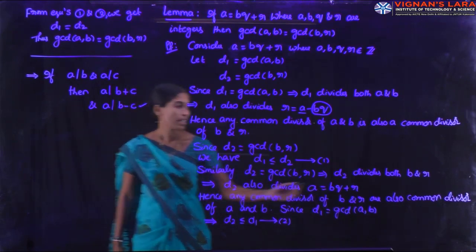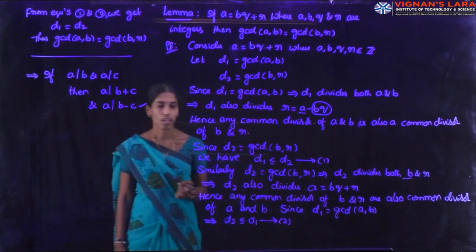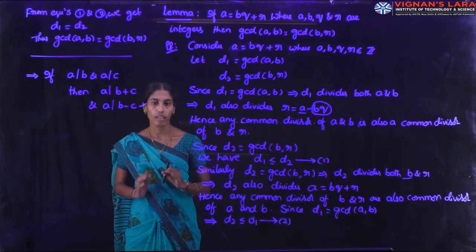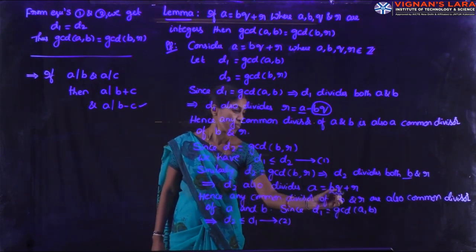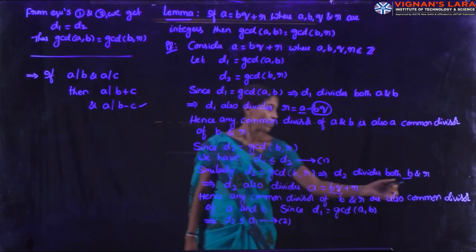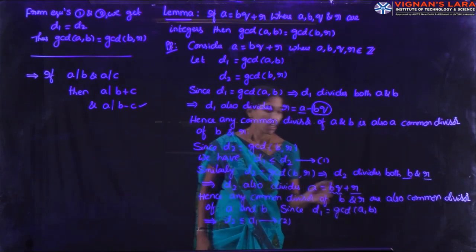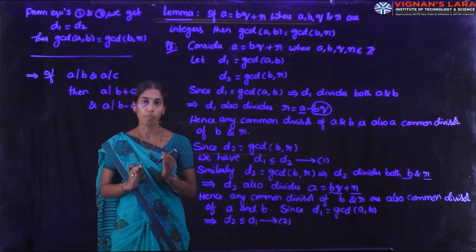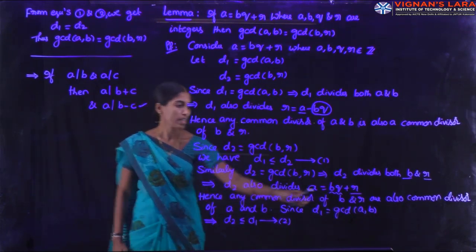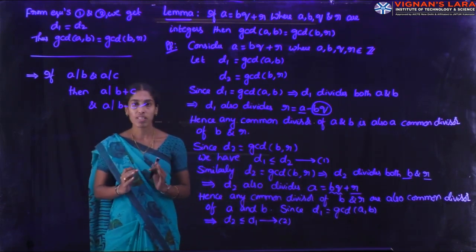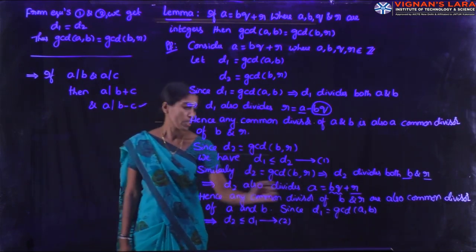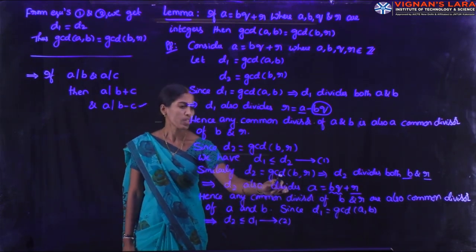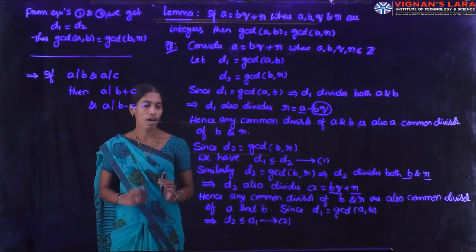Because D2 divides B, D2 divides any multiple of B. So D2 divides BQ. Already we have D2 divides R. D2 divides BQ and D2 divides R, so D2 divides BQ plus R. What is BQ plus R? BQ plus R is nothing but A. So D2 divides A.